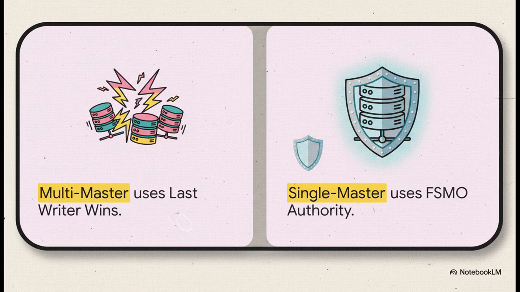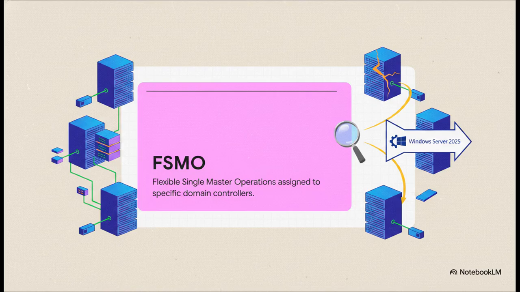But for critical structural changes, last writer wins is a recipe for disaster. You literally can't have two people simultaneously deleting a domain or messing with the database schema. So Active Directory fixes this chaos by using a single master model for those massive, critical operations. Which brings us to the star of the show, FSMO, Flexible Single Master Operations. These are highly specialized tasks assigned to specific domain controllers to ensure absolute consistency.